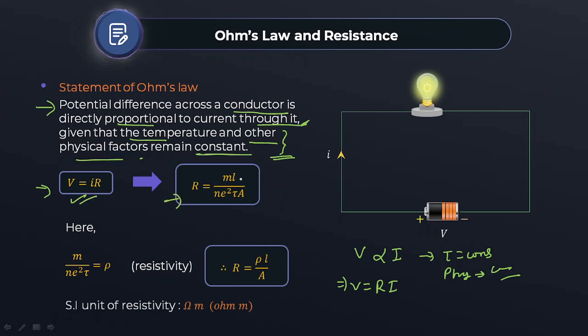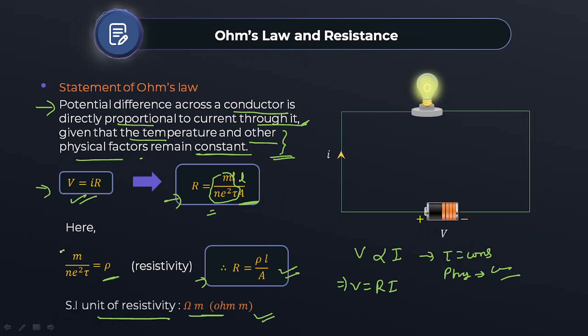And R is how much? R is m L by n e square tau A, right? Now here, L and A are what? Dimensional quantities, meaning we can change the length of the wire or the area of cross section. Now this part, m by n e square tau, we call resistivity. So R will be equal to rho L by A, right? So the SI unit of resistivity will be ohm meter. Simple, easy. Clear to everyone?